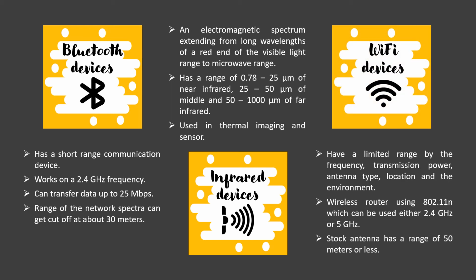Wi-Fi networks have a range that is limited by the frequency, transmission power, antenna type, the location they are used in, and the environment. A typical wireless router in an indoor point-to-multipoint arrangement using 802.11n, which can be used on either 2.4 GHz or 5 GHz. The stock antenna might have a range of 50 meters or less.